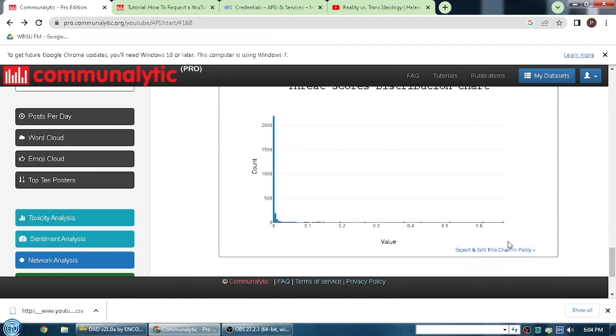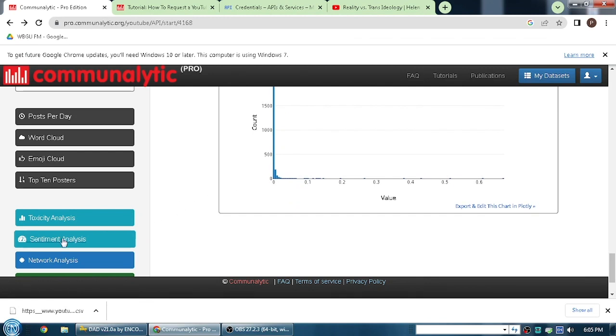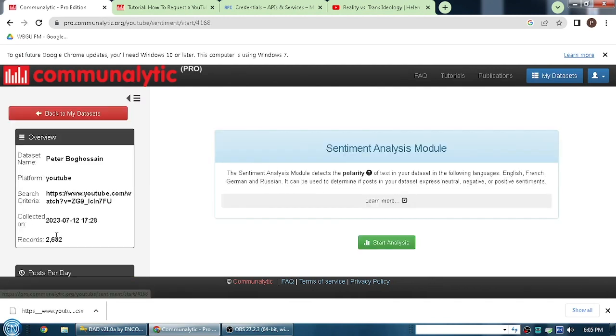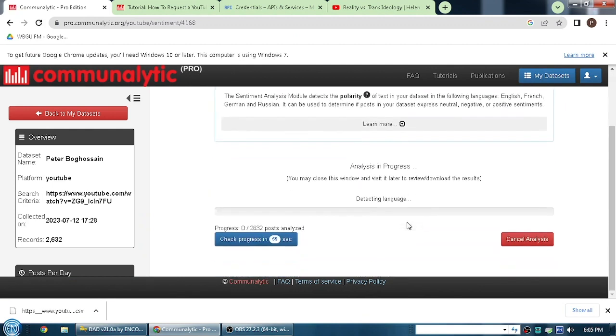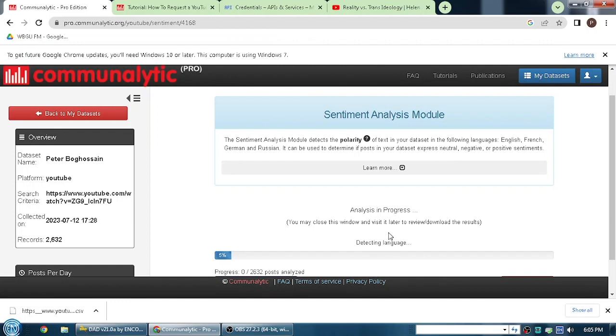Threat scores, there's almost no threat in these. That's nice to see. Let's move on to this sentiment analysis and see if we can get something different out of this. This one is going to work through much faster than the last, so I'll stick with it, but we can learn more about what it's doing.